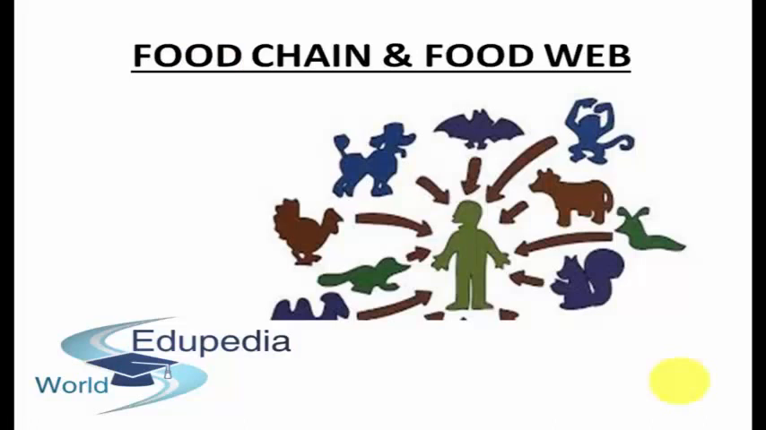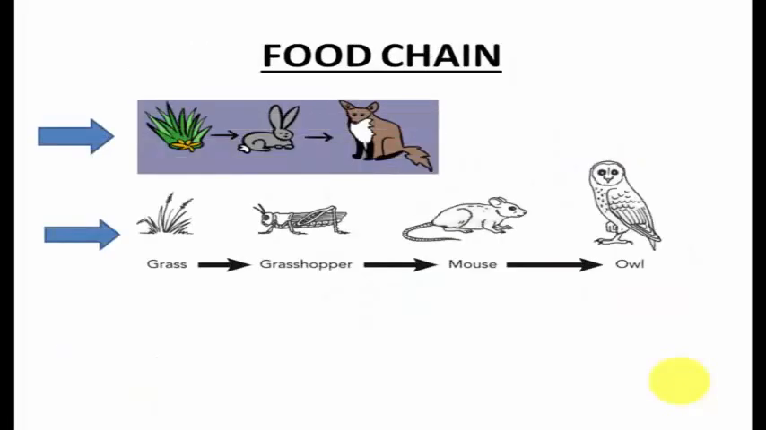So in very simple terms, we can say that it is who eats whom. So that forms a food chain. Which animal feeds on which other animal, that becomes a food chain. Let us look at a very simple example.